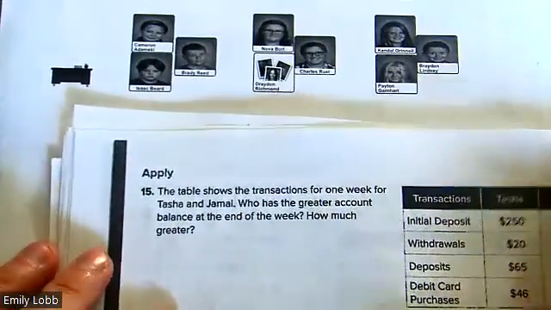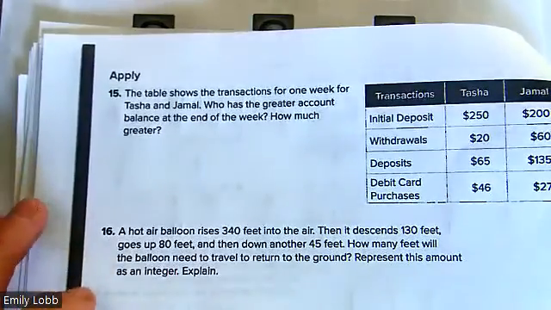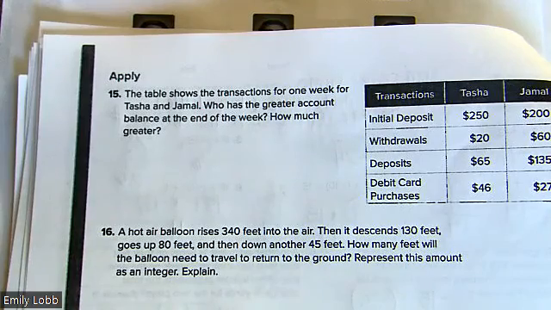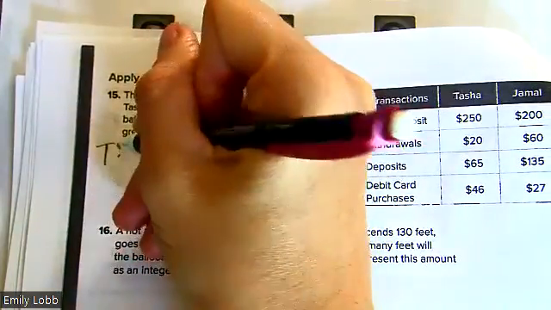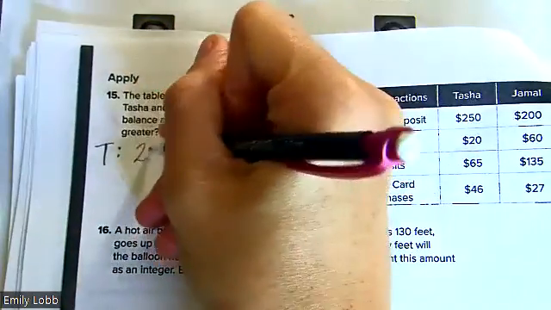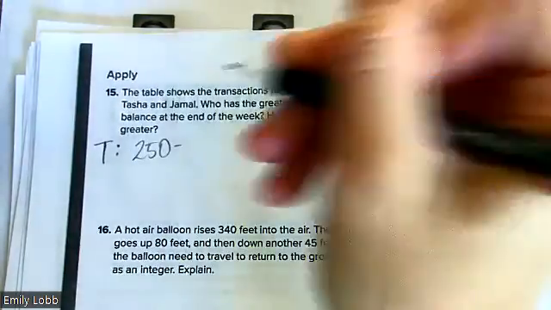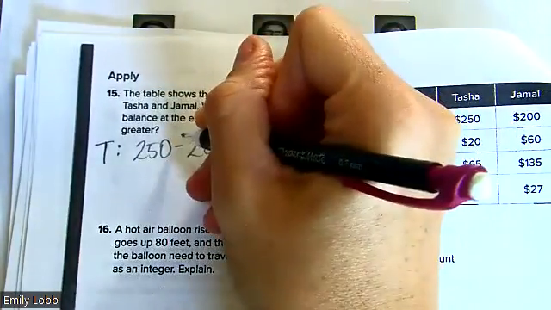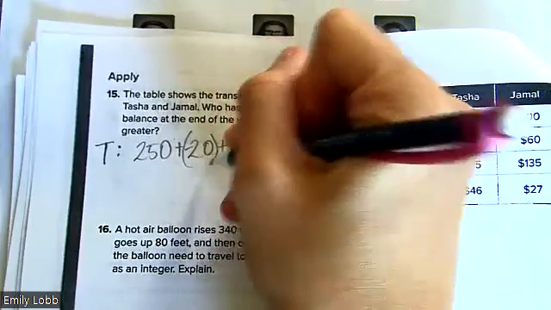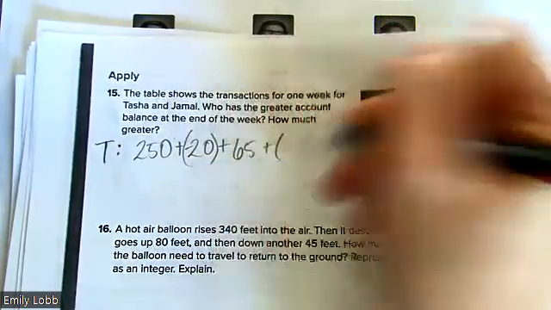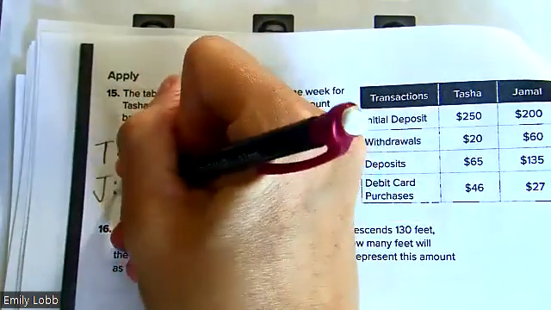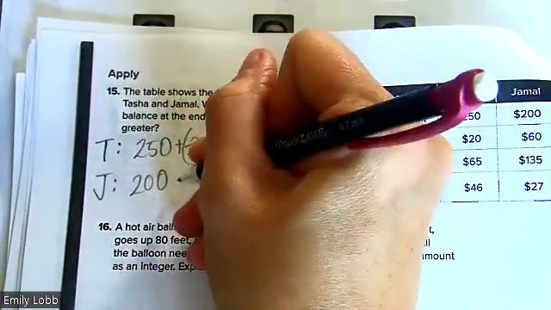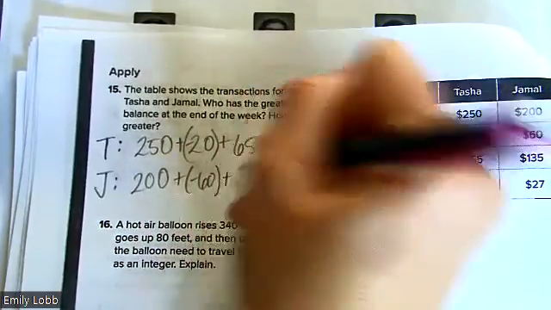The table shows the transactions for 1 week for Tasha and Jamal. Who has the greater account balance at the end of the week and how much greater? So if we start with Tasha, her initial deposit was $250, plus a -20, plus 65, plus a -46. And Jamal was 200, then plus a -60, and plus 135.